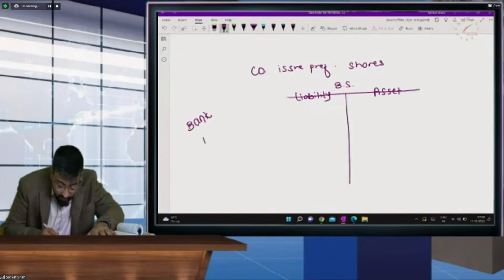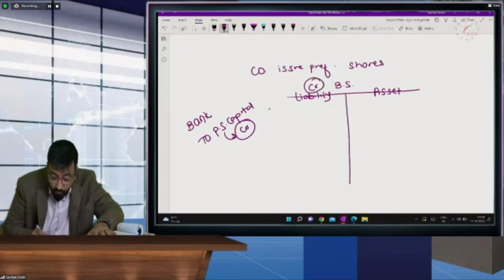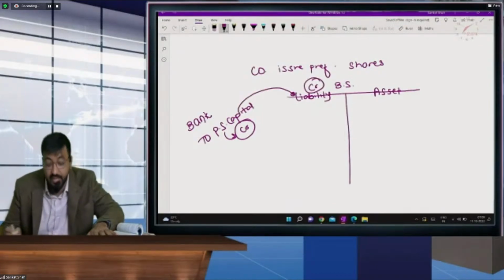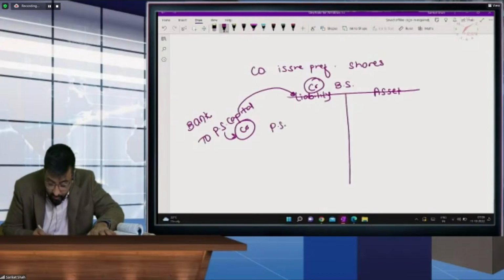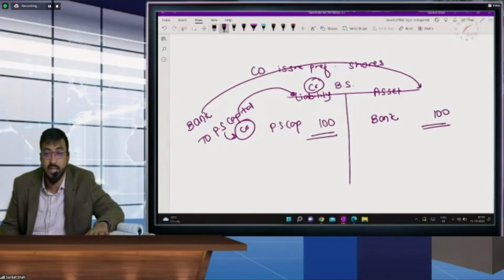Bank account debit to preference share capital. See, capital has a credit balance, so it will be carried to the liability side. Preference share capital, assume 100 rupees, and bank balance is an asset. So bank will be carried to the asset side, 100. Okay, so my balance sheet tallies at rupees 100.